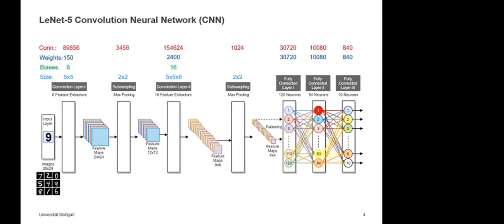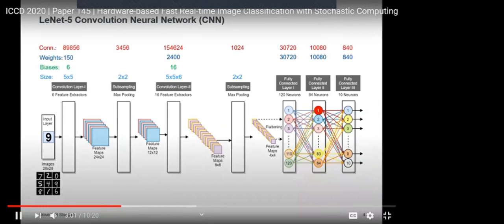The neural network is first built using C++, then trained using the MNIST training dataset, and then tested against the MNIST test dataset. The trained parameters are then extracted and used to realize or construct the stochastic version of the convolution neural network.